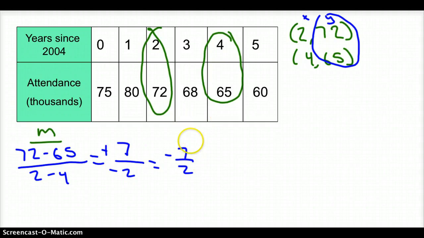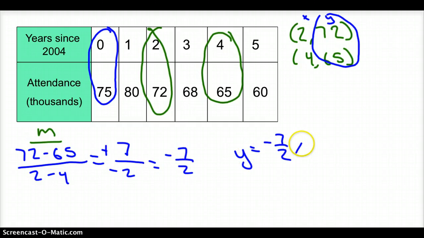What is my y-intercept? You could find your y-intercept totally fine, but also remember back to a couple videos ago. I have 0 for my x, so I am given my y-intercept of 75, so I'm not going to work too hard at it. I'm just going to go y equals negative 7 halves, which is my slope, x. What is my y-intercept? It is plus 75.